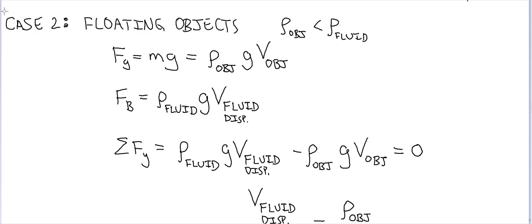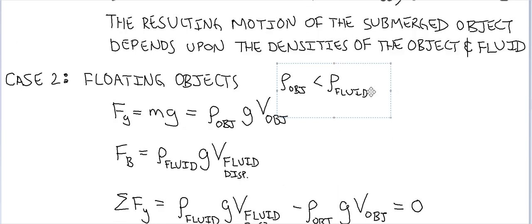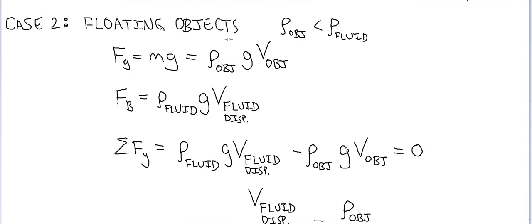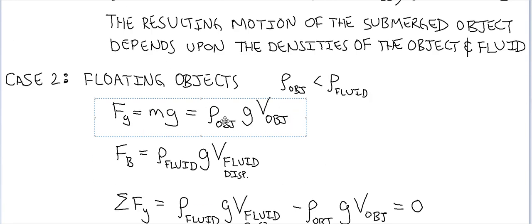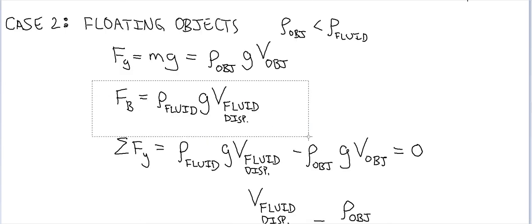The other case I wanted to explore is a floating object. As you probably can gauge from what we just talked about, if the object is floating, this already presupposes that the object's density is less than the fluid's density. In this case, we could say that the weight of the object, just like last time, is equal to the average density of the object times g times the volume of the object. The buoyant force is going to equal rho of the fluid times g times the volume of the fluid that has been displaced.